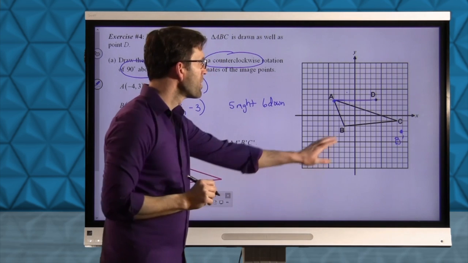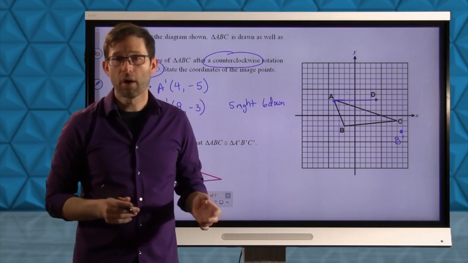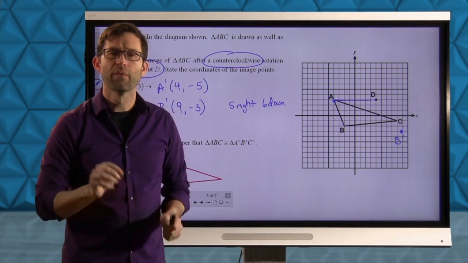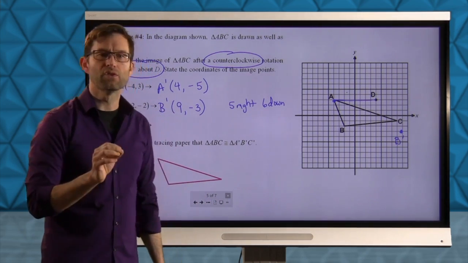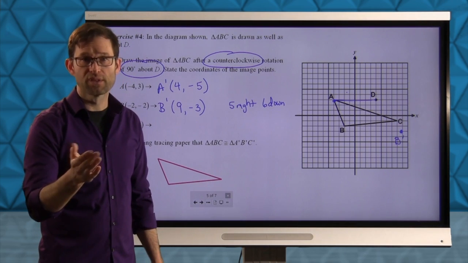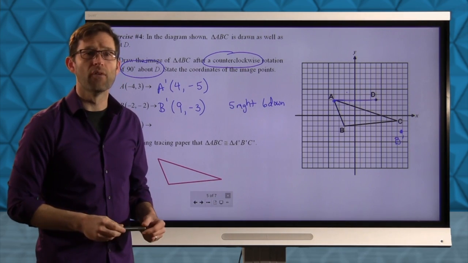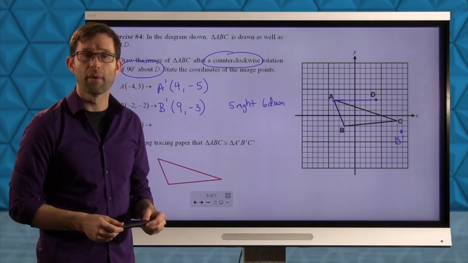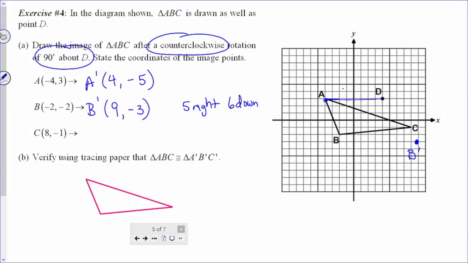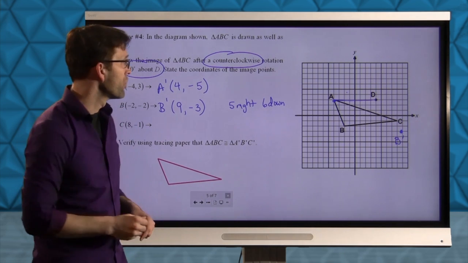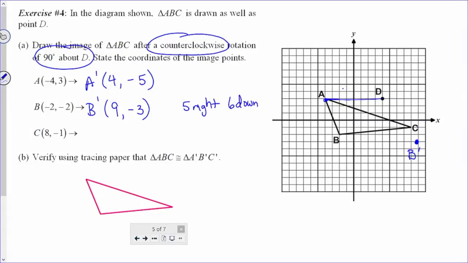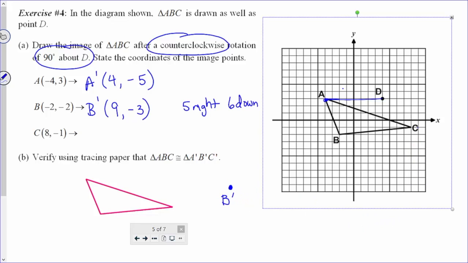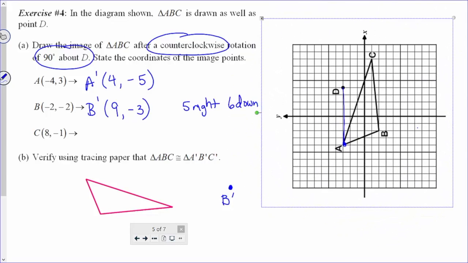All right, I'm going to maybe eventually erase B, or maybe I'll leave it there and just group it with all the rest of them. Let's try that trick to find the image of C, in other words, C prime, after a rotation of 90 degrees counterclockwise about point D. All right, let's go through it. Again, what I'm going to do is move point B prime off of there. Lovely. I'm going to rotate 90 degrees counterclockwise.